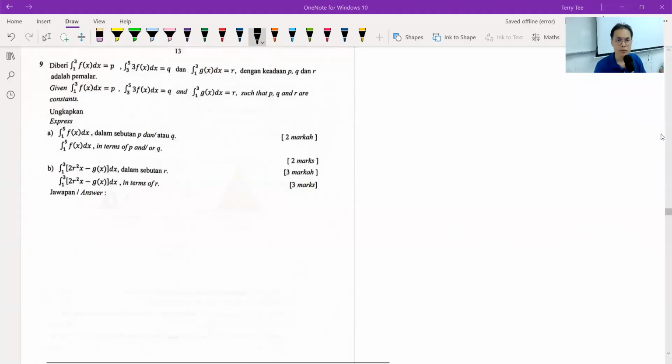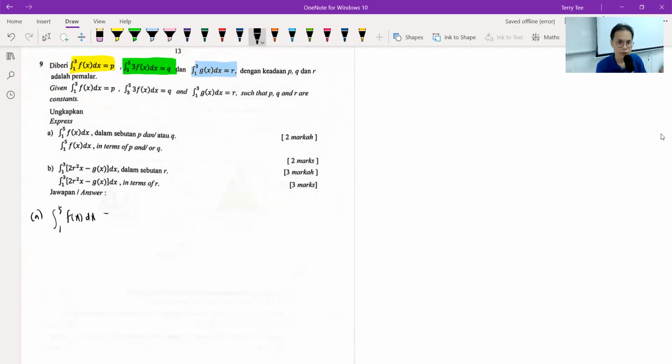Okay, question number 9 is from the chapter integration. So for the first part, you're given three pieces of information here. You're given the integration from 1 to 3 of f(x) dx is p. The second one, integration from 3 to 5 of f(x) dx is q. And the third one, integration from 1 to 3 of g(x) dx is r. So for the first part, you're supposed to find the integration from 1 to 5 of f(x) dx.